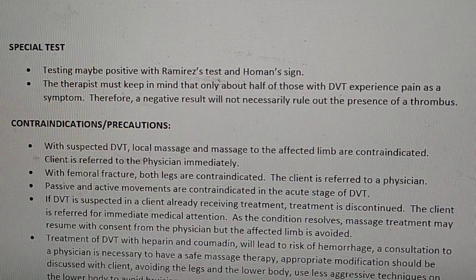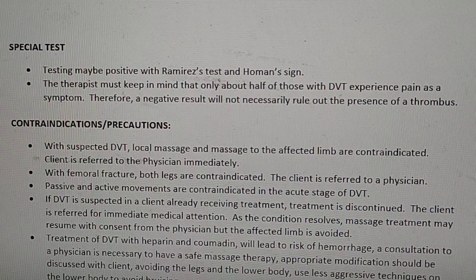If DVT is suspected in a client already receiving treatment, treatment is discontinued. Take note of this, guys. The client is referred for immediate medical attention. As the condition resolves, massage treatment may resume with consent from the physician, but the affected limb is avoided. Take note of this, guys. If the client has been diagnosed with DVT, you never massage the affected leg. It should be avoided.